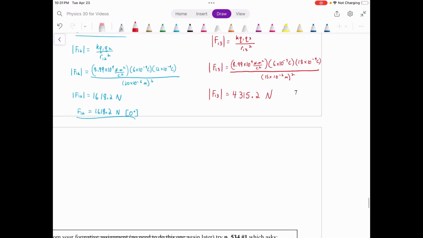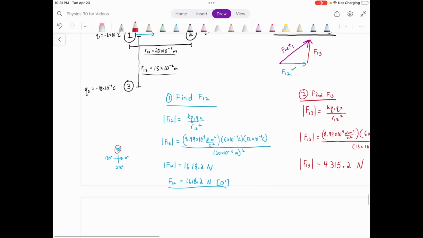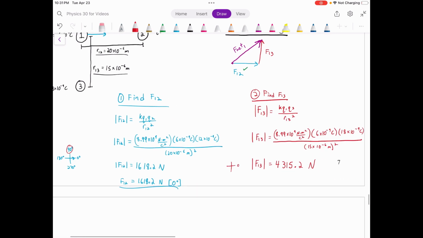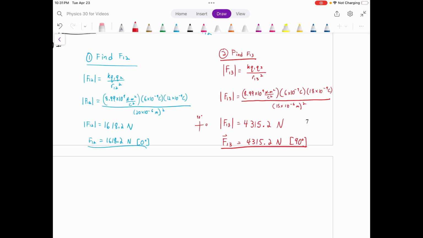Okay, now what about the direction? I mean, we could say up. We could also say like 90 degrees, right? 0, 90. I might just go with 90 here. So the force of object 3 on object 1 is going to be 4,315.2 newtons. I know that looks rounded. It's actually not. That is actually what your calculator gives you. Okay, so there we go.